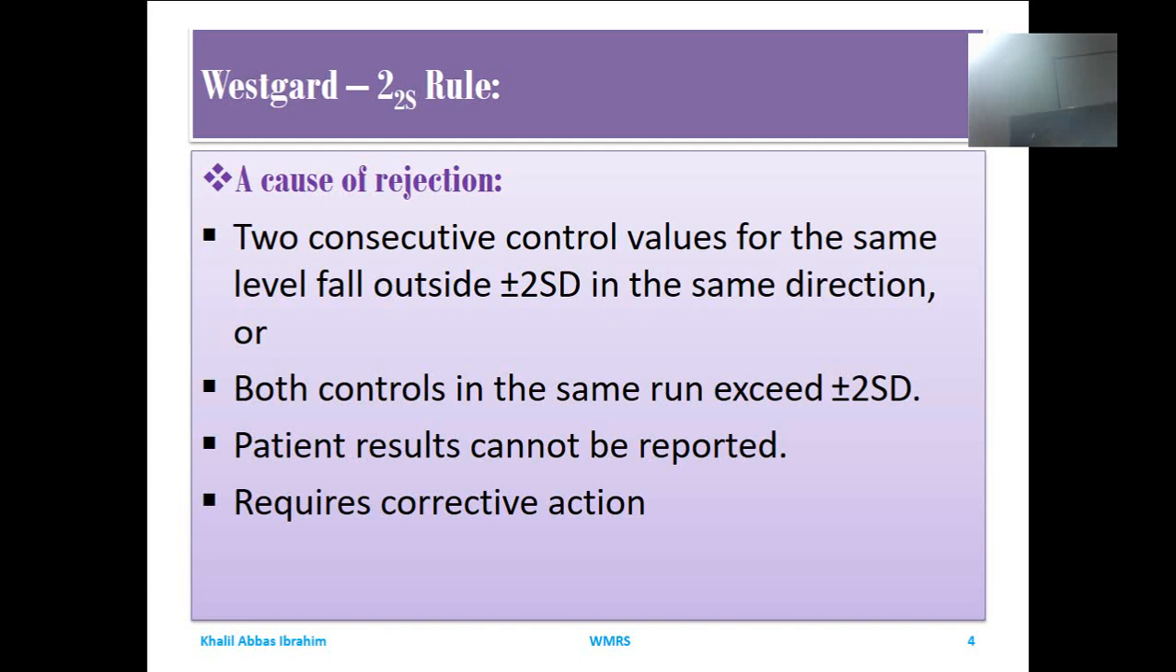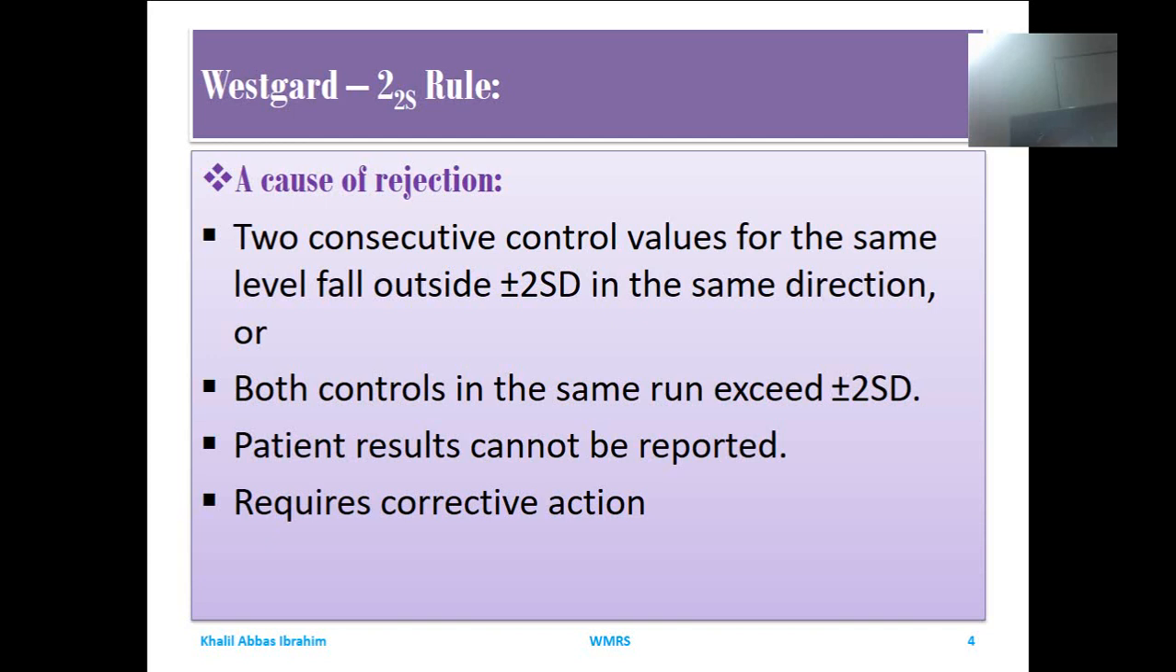Two consecutive control values, coming immediately following each other, one after the other, of the same level, either two normal control values or two abnormally high control values or two abnormally low control values, lie outside plus or minus 2 standard deviation together, and this indicates that multiple control materials may be used, not only two control materials. This is one phenomenon.